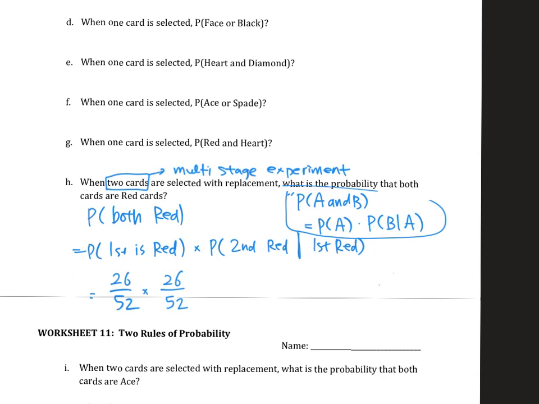Just a side note here: if the question said without replacement, then the first card is the same, 26 over 52, but the second card is going to be only 25 over 51, because the first red card is gone. That means there are only 25 red cards left over 51 total cards. So that's the difference between with replacement and without replacement. Okay, so I'm going to have you guys finish the rest of the worksheet, and this concludes this section.